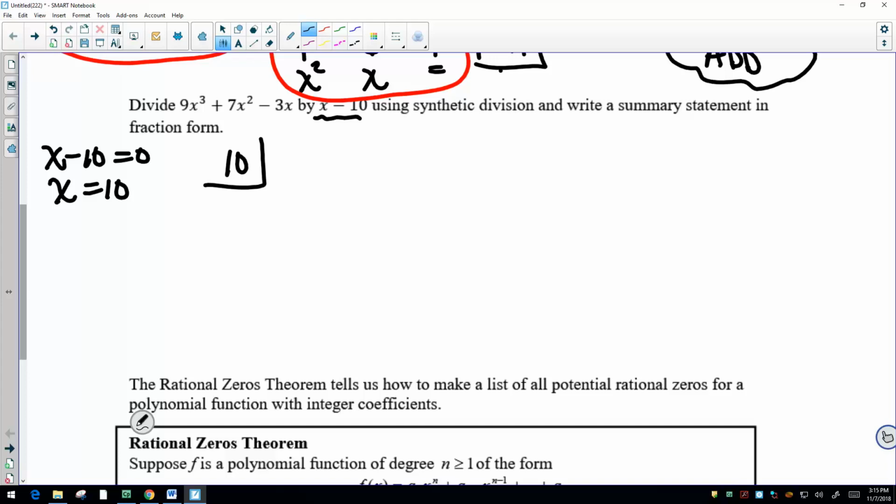So I see x cubed is my largest, so I have a 9 for that. Then I go to my x squared term, which is a 7. I go to my first power, which is a -3, and I don't have a constant, so we need a placeholder.